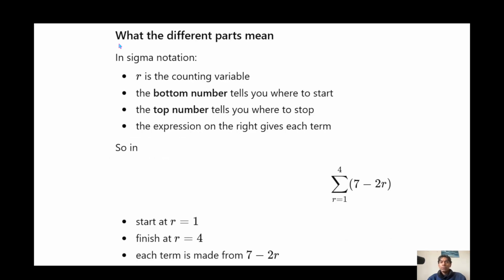What the different parts mean. In sigma notation, r is the counting variable. The bottom number tells you where to start. The top number tells you where to stop. The expression on the right gives each term. So start at r equals 1, finish at r equals 4, and each term is made from 7 minus 2r.